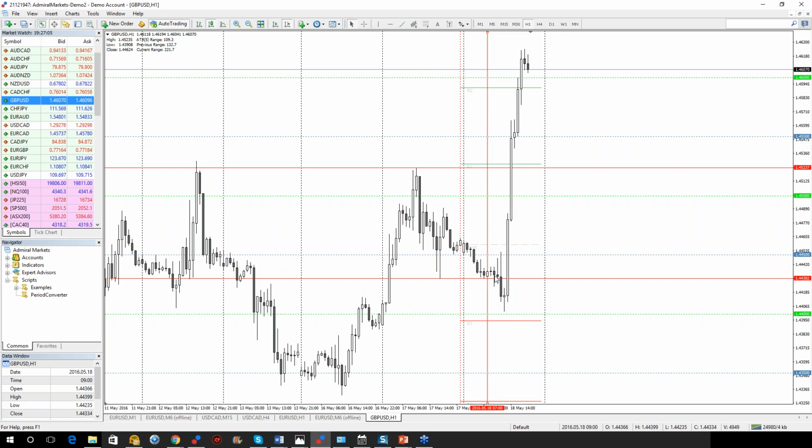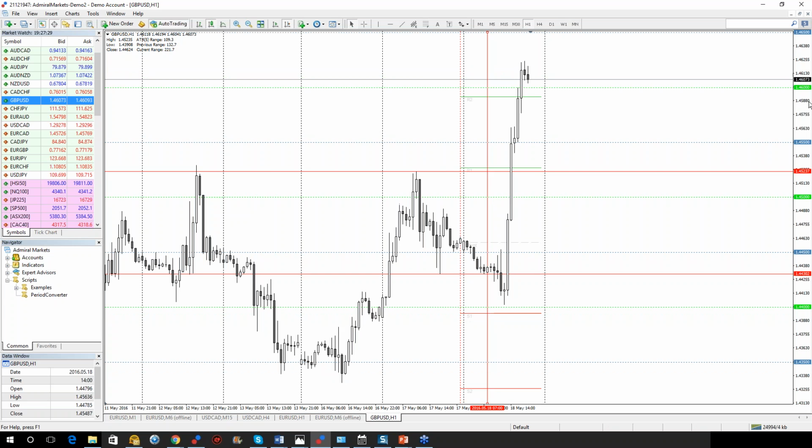Look where the fake out happened. Look, it hit the whole number. Ilya is saying magic number. Yeah, 00 and 50. Banks use it, guys. If you wondered why 00s and 50s are actually strong, it's because banks use it. So this is it, bank traders.